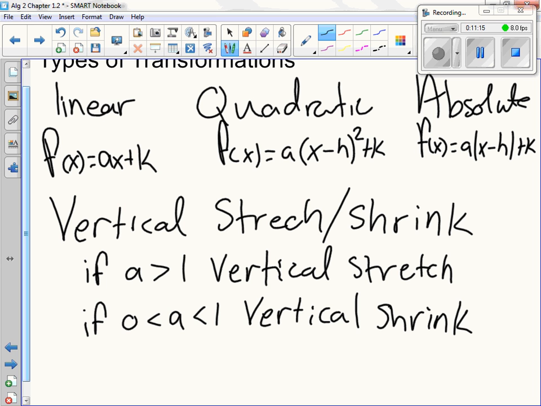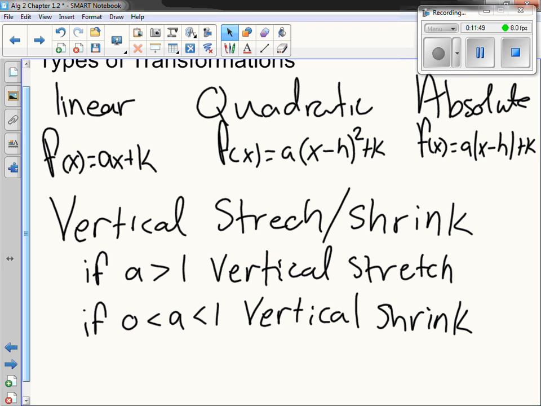So if A is greater than 1, it's not too bad. It's any number bigger than 1, and that is a vertical stretch. If it's between 0 and 1, so we have a fraction, a decimal, something less than 1 but greater than 0, it is a vertical shrink. And what that means is the y values. If it's a stretch, it means it's increasing faster. It's going to be going up faster than the parent function. If it's between 0 and 1, it's wider. The graph will be wider than the parent function.